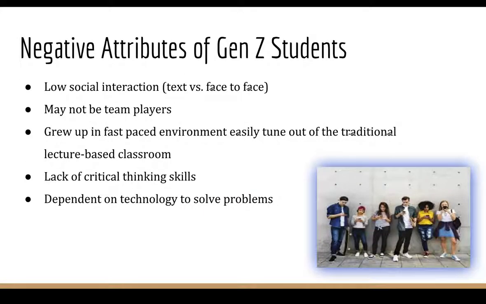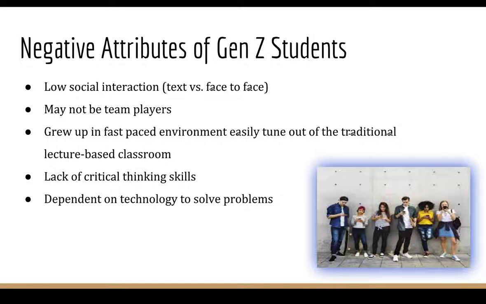So even though they have some positive attributes, they also have some negative ones. For example, they have low social interaction skills. This makes sense since Generation Z is more into texting, always being on their phones or on the computer, social media and everything. Face-to-face interaction is less likely to happen, which may also cause them to have low team player skills, as you can see here on the slide.